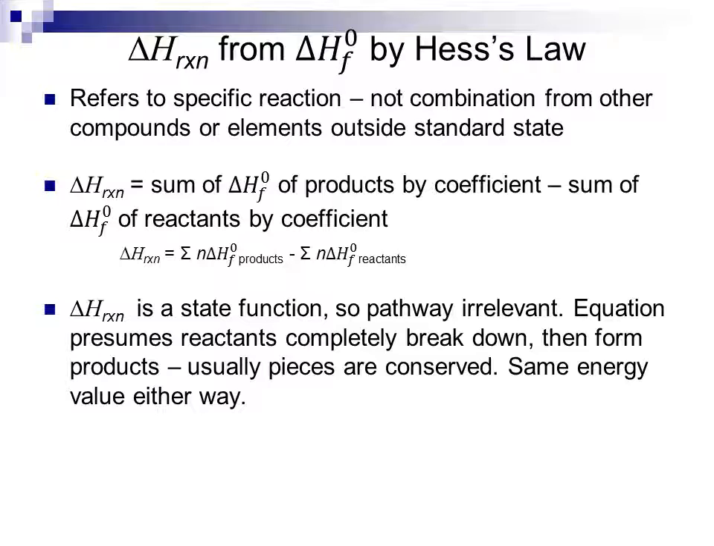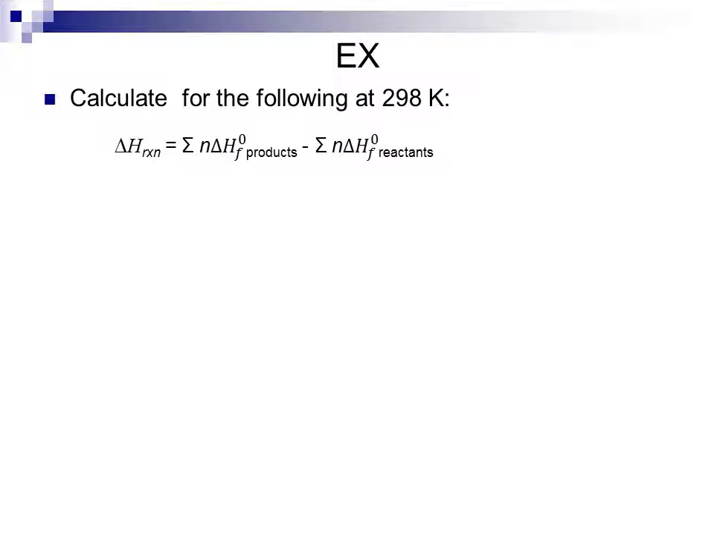Normally this is not the case that a reaction takes. Usually pieces of the molecule are conserved in a reaction. However, the same energy value will be arrived at either way. So we can use this process in order to accomplish our goal. In order for this to work, elements must be looked at in their standard state. As an example, we can calculate for the following reaction at 298 Kelvin.